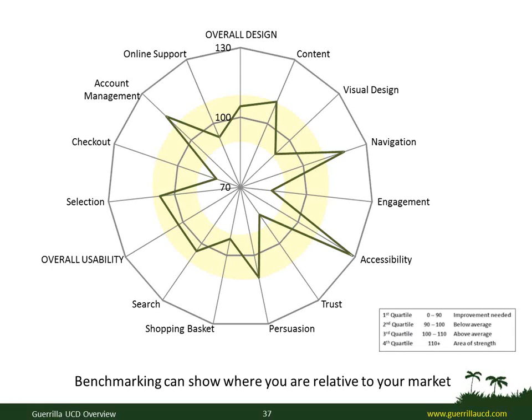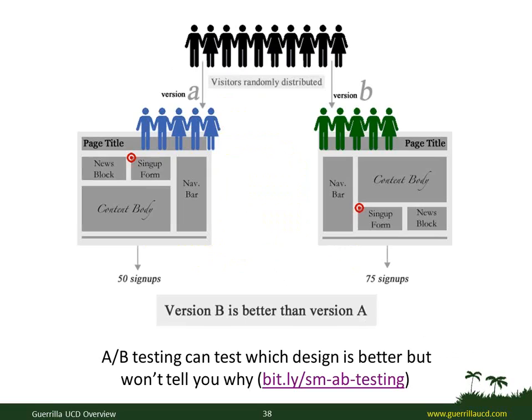So here we have an example of a particular site which is doing very poorly on its checkout design, but pretty well, very well on its accessibility. This whole chart is based on around about 80 different heuristics that we look at on a typical e-commerce site.